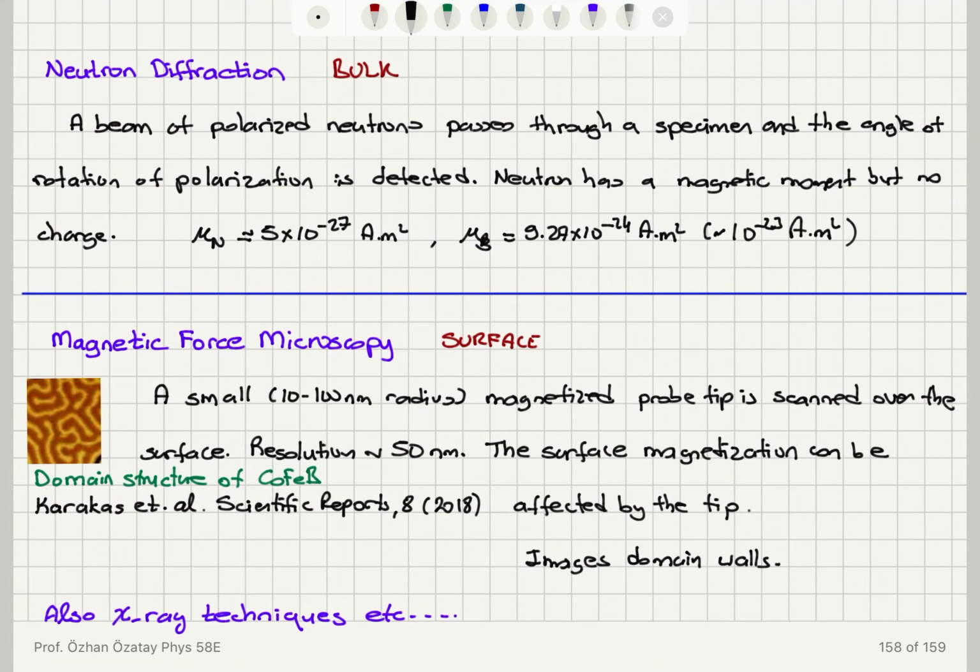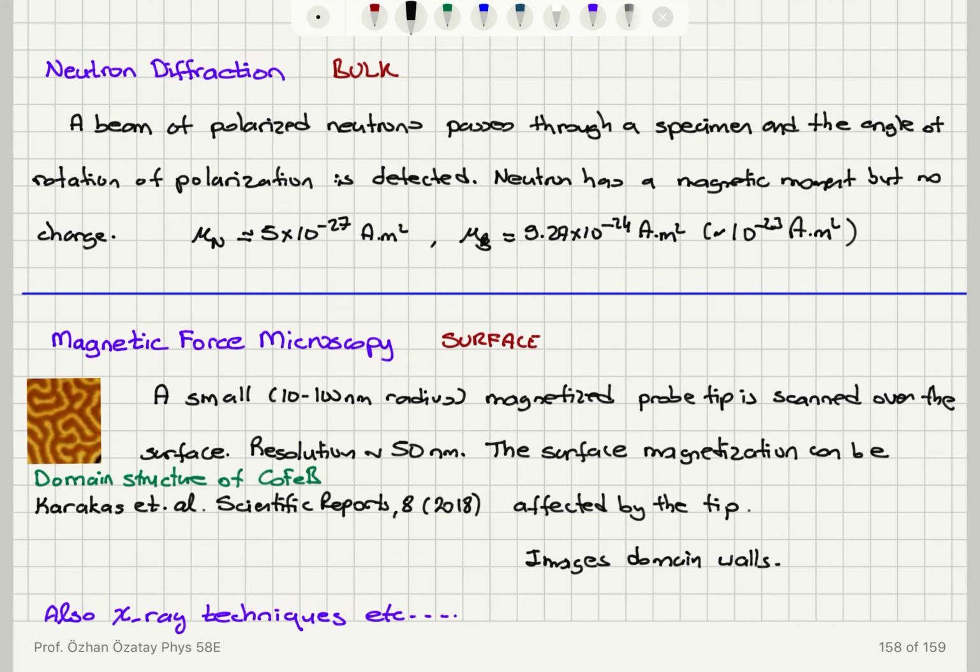We can use the diffraction of neutrons. We can have polarized neutrons that are transmitted through a specimen, and the angle of rotation of polarization of these neutrons will depend on the magnetization direction. This is due to the fact that the neutron has a magnetic moment but no charge. So it's the magnetic moment of the neutron that is interacting with the local magnetic moment. But as you can see, it's 4 orders of magnitude lower than a Bohr magneton.